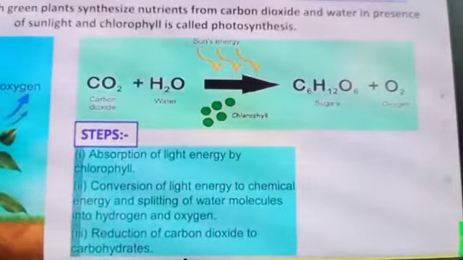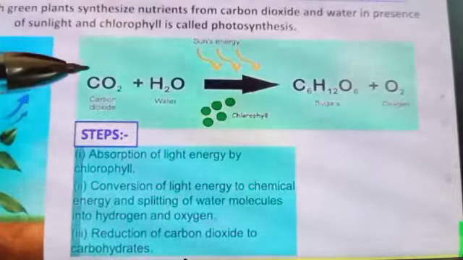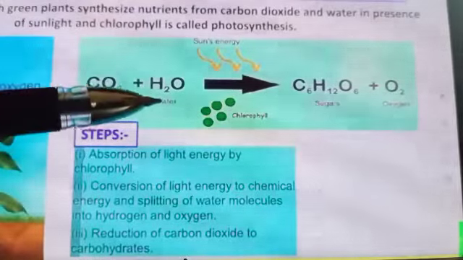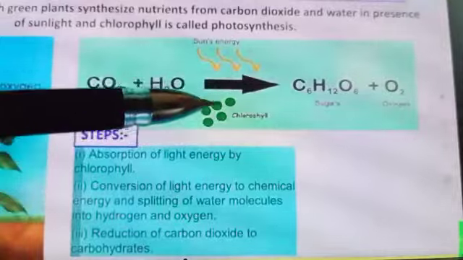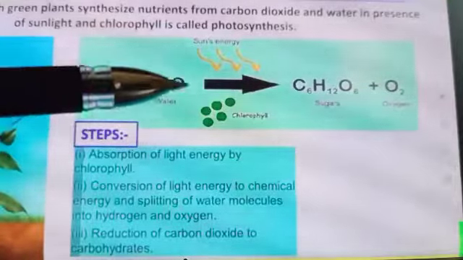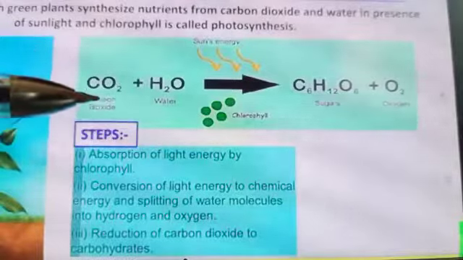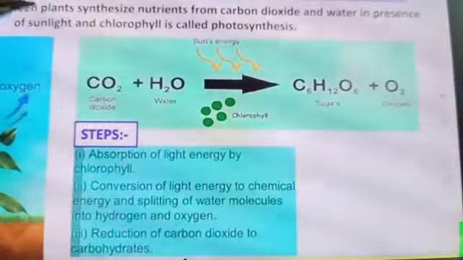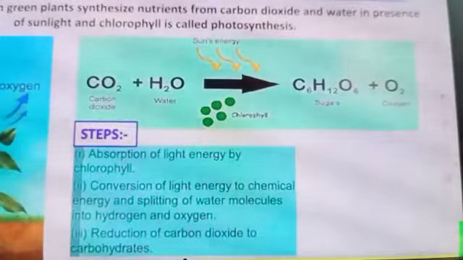In this process, photosynthesis, we saw there are a few things which are very important. The carbon dioxide is needed, water is needed, sunlight is needed, and chlorophyll is needed. These are the raw materials to prepare the food in the process of photosynthesis. Now let us see how each of the components in the above reaction is necessary for photosynthesis.